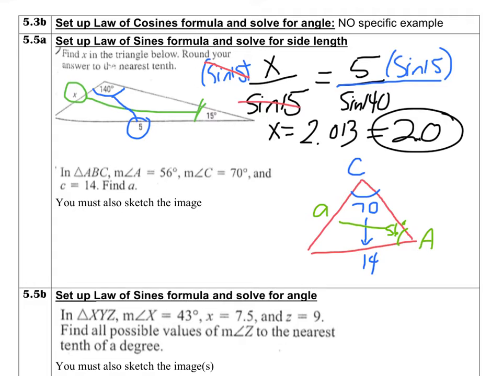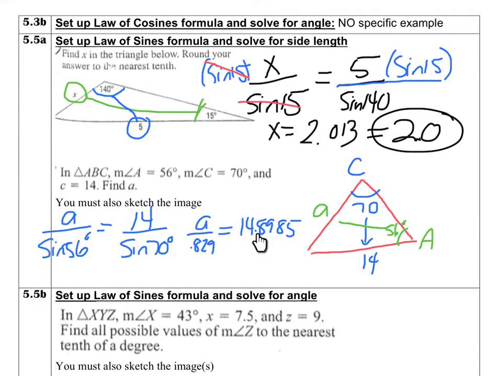So right now I do have enough information for law of sines. So what I would write is, let's do the side lengths on the top. So we would do a over the sine of 56 degrees is equal to 14 over the sine of 70 degrees. I'm going to go ahead and change these to decimals this time just to do it a little differently. And when you do, here's what you get. It'll look like this when we change these two to decimal answers.